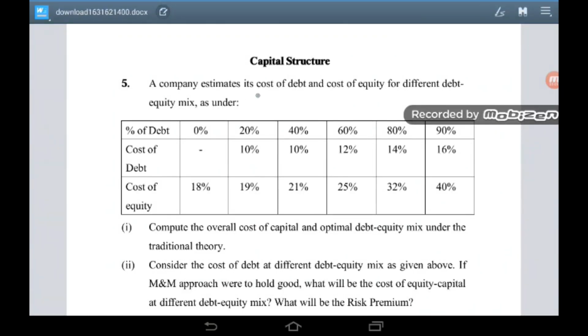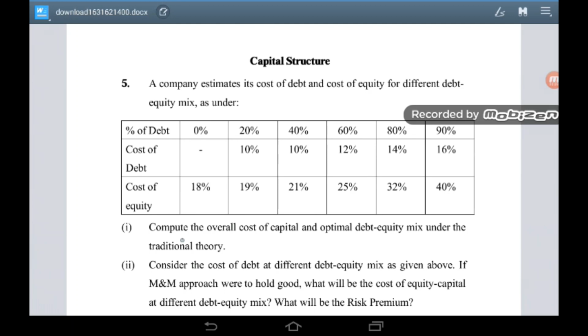A company estimates its cost of debt and cost of equity for different debt-equity mixes as under. Percentage of debt: 0%, 20%, 40%, 60%, 80%, 90%. Cost of debt: 10%, 10%, 12%, 14%, 16%. Cost of equity: 18%, 19%, 21%, 25%, 32%, 40%.